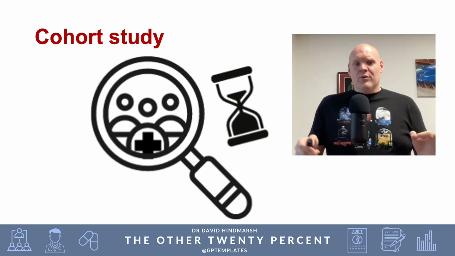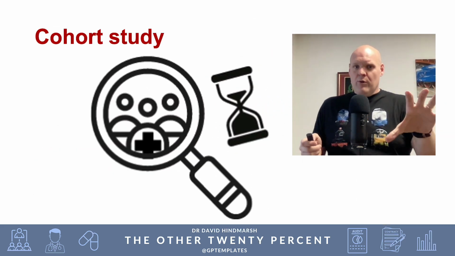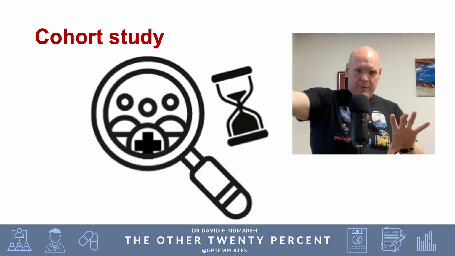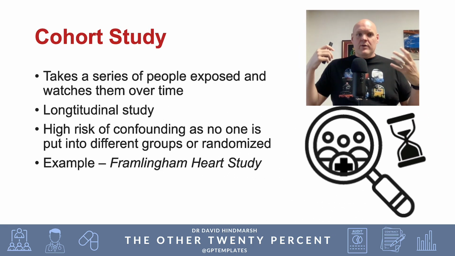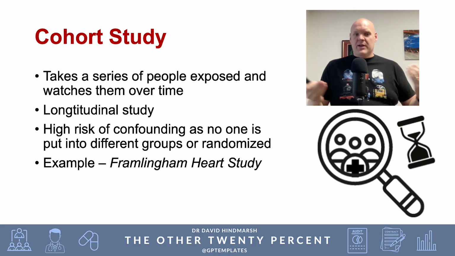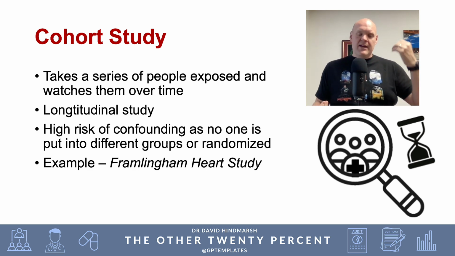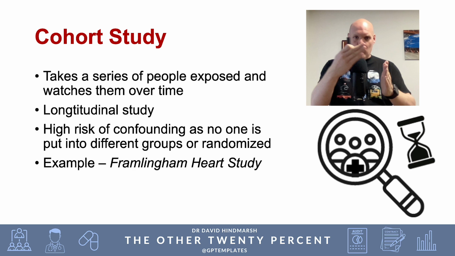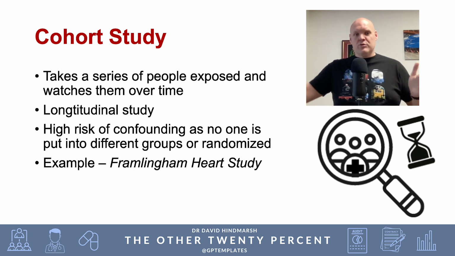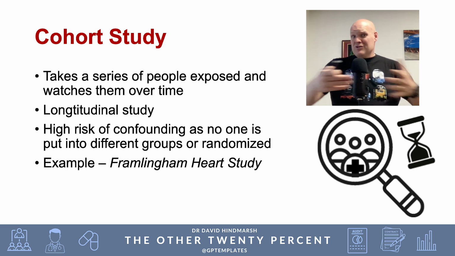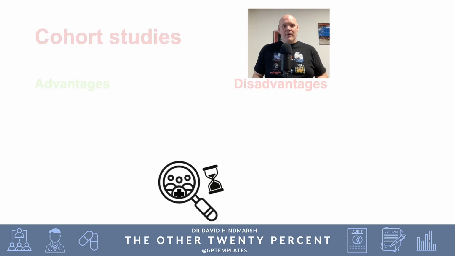So looking at cohort studies, we're going to look at a group of people and go forward in a period of time. So we can take a series of people and see if they've been exposed to things or just watch them, and it's a longitudinal study. So in an exam question, you're looking for something where they're being looked at and followed up multiple times. The Framingham Heart study is a really good example of this. There's high risk of confounding as no one's really put into different groups. You're just following them up and seeing how they're going.